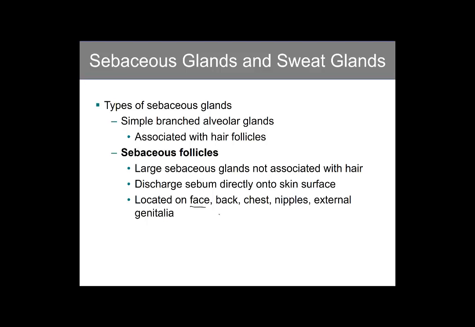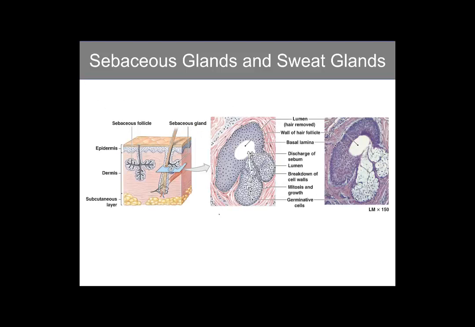as the external genitalia. Here we see both the sebaceous gland associated with the hair follicle. We can see the gland right here, and the duct of this particular gland directs the sebum directly into the hair follicle so that it can coat the hair as the hair grows. And then finally the sebaceous follicle right here, which secretes its product directly to the surface of the skin. And again, both of these secrete an oily substance called sebum.